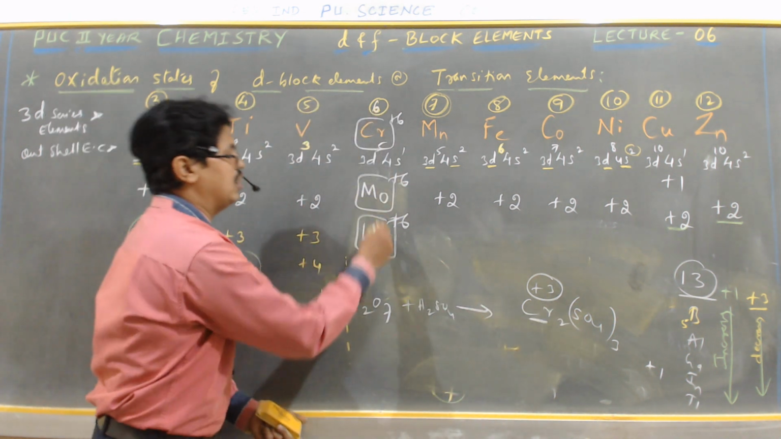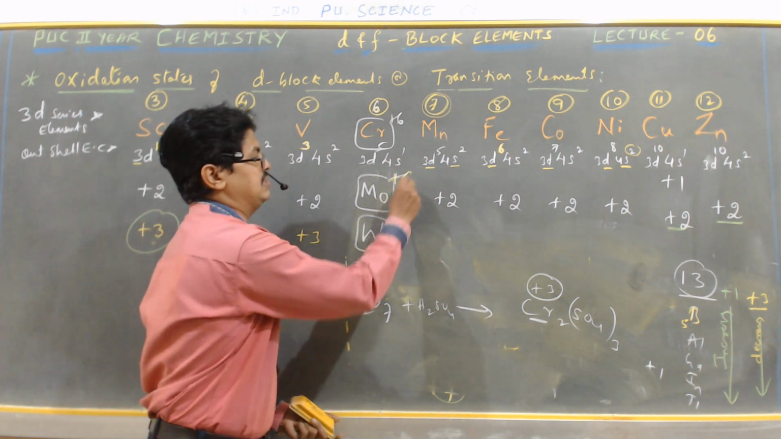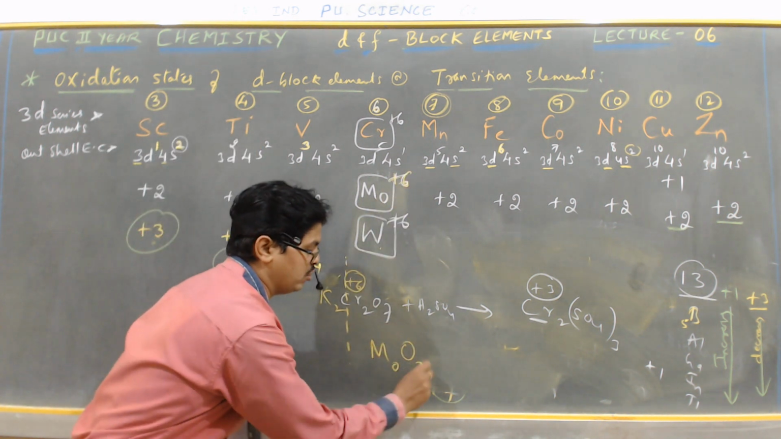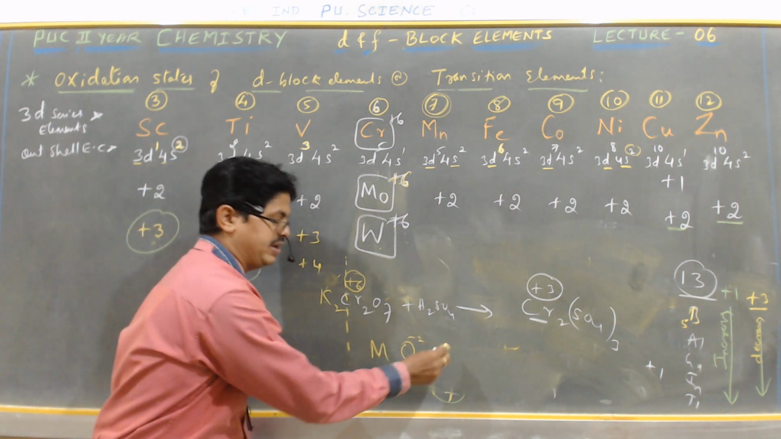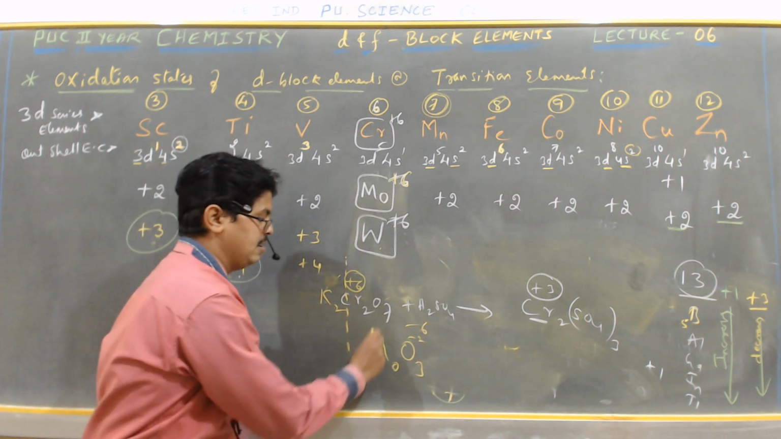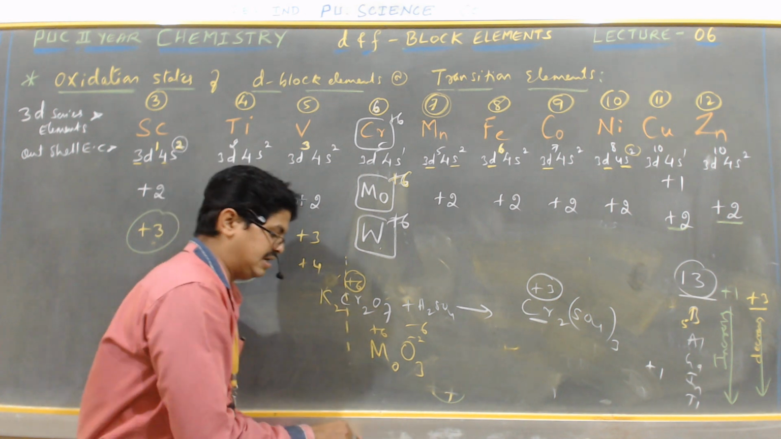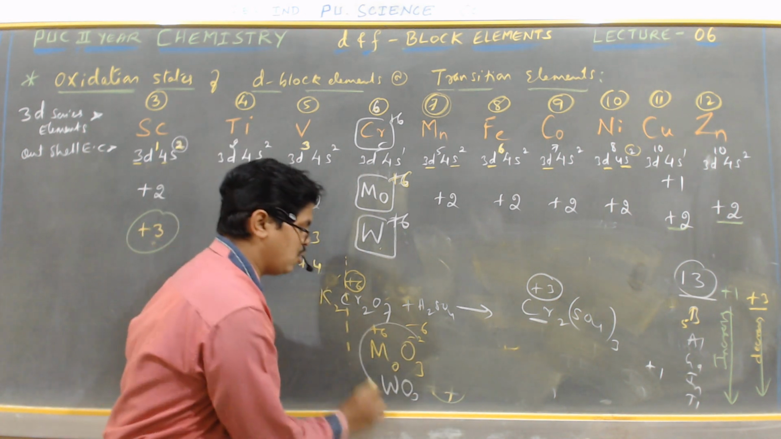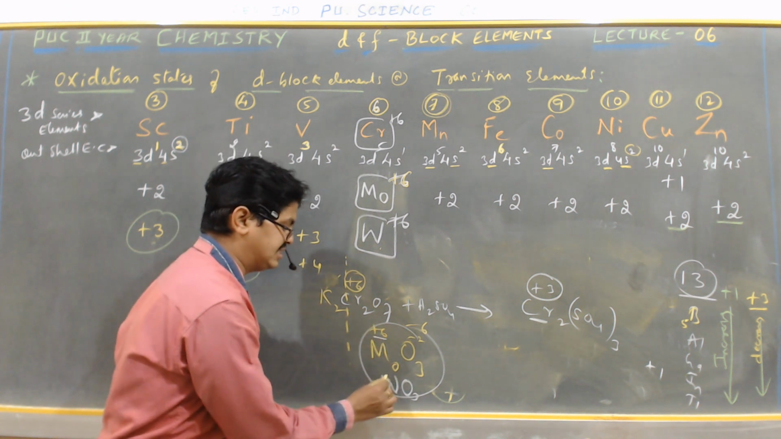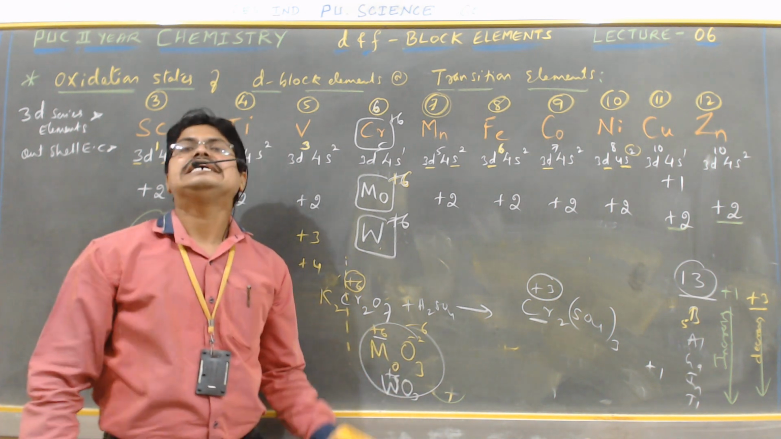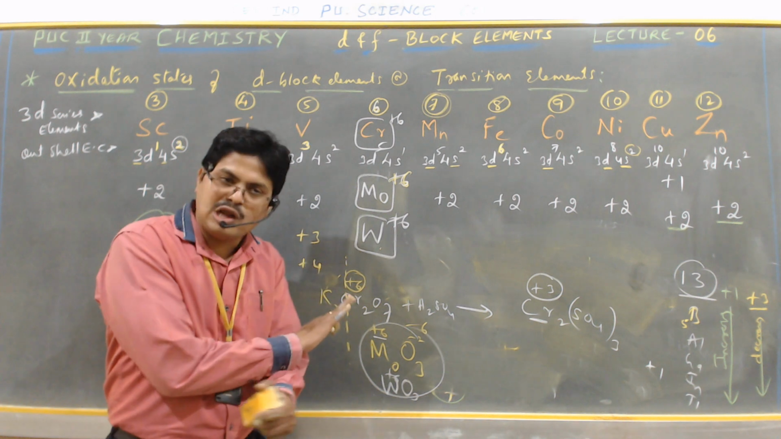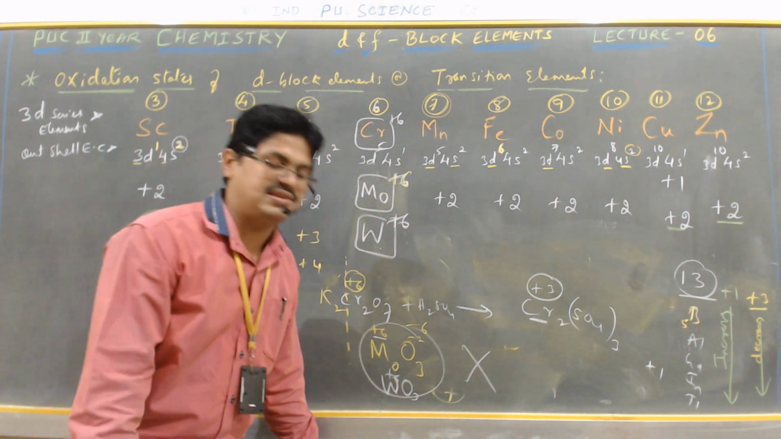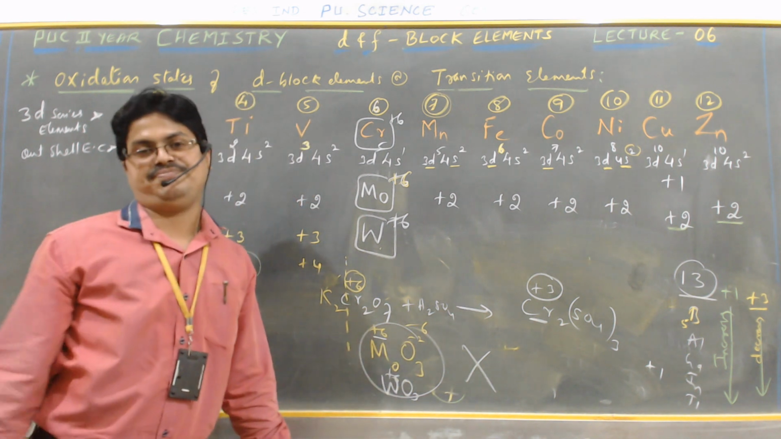Whereas with respect to molybdenum and tungsten, if I take the plus 6 oxidation state, that is molybdenum MoO3. Oxygen is minus 2, three of them make minus 6, so molybdenum is plus 6. Similarly, let me take tungsten WO3. These two oxides in the plus 6 state are stable. That's why they do not act as oxidizing agents in acidic medium.